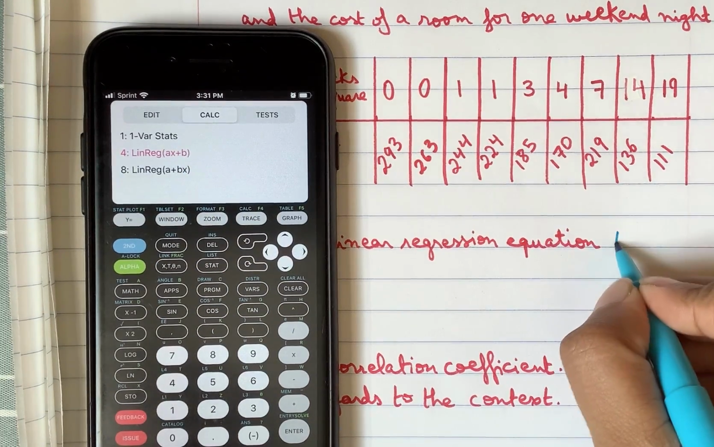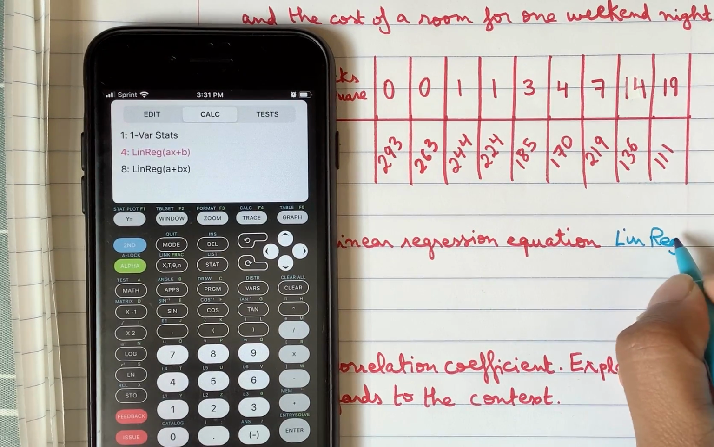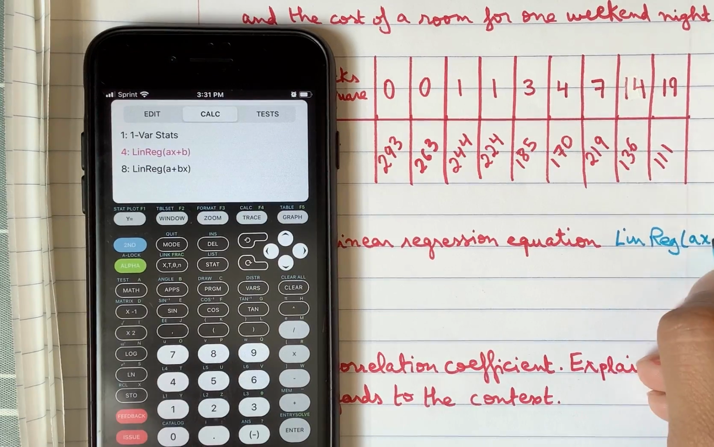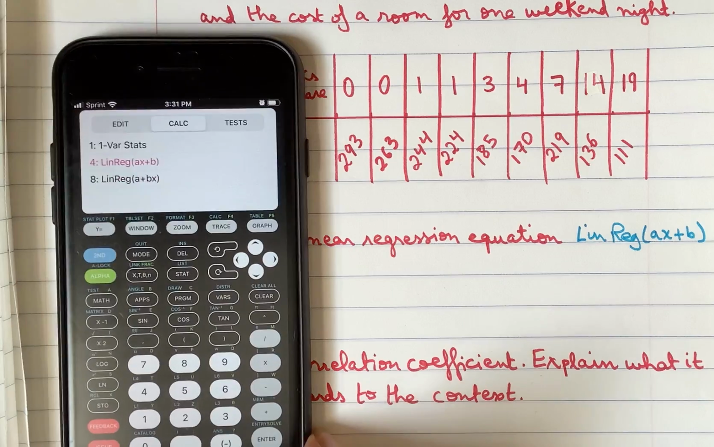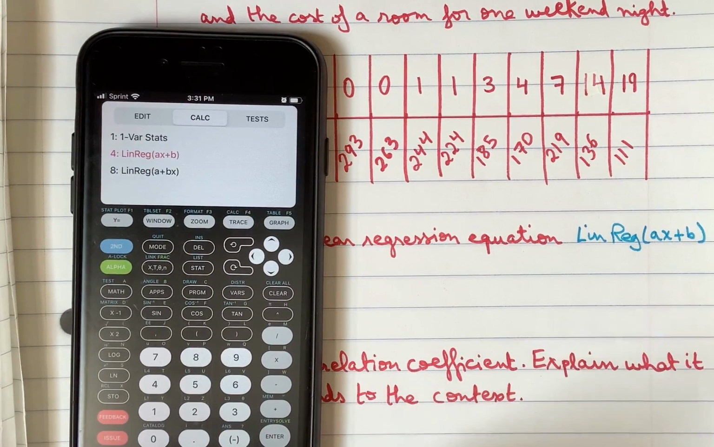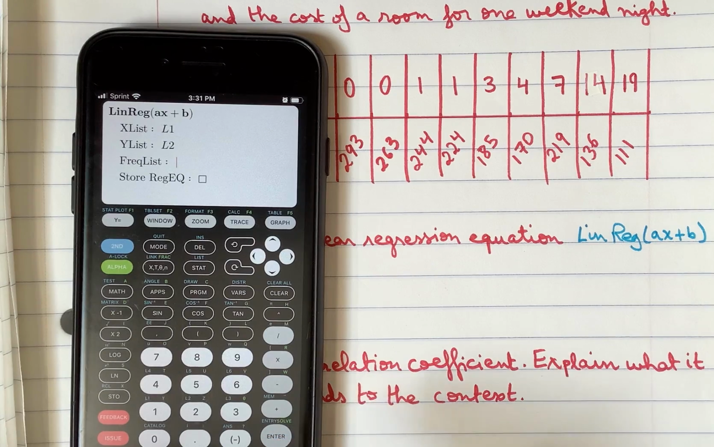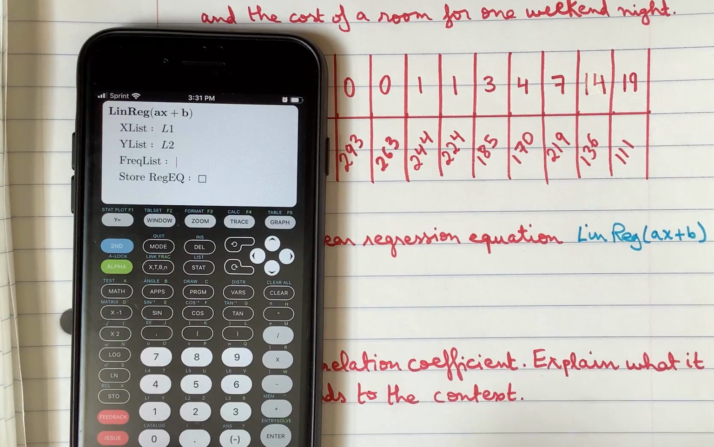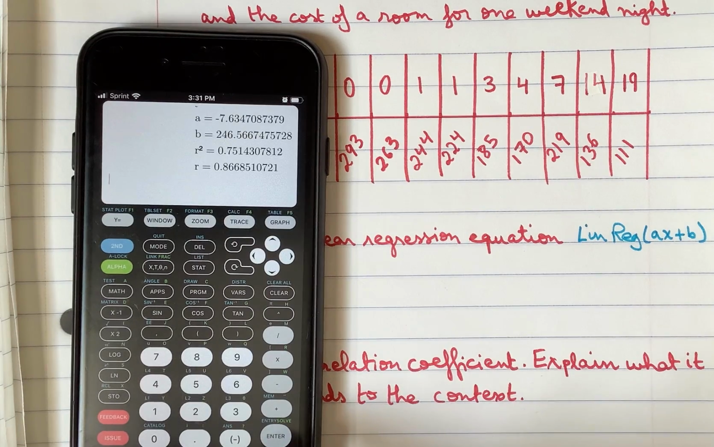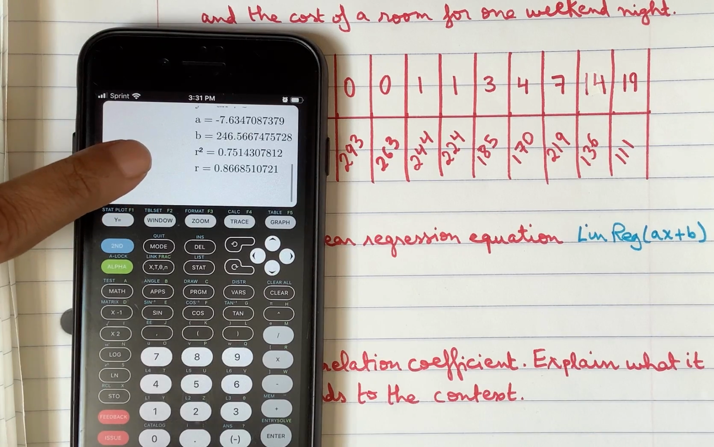So it's linear regression ax plus b. That's the one we need. Okay, so let's look into it. So I select option 4 here and I press enter. And it's telling me that I entered data on L1 and L2. Good. And then you're going to press another enter. And now it's going to give you a bunch of information, okay?